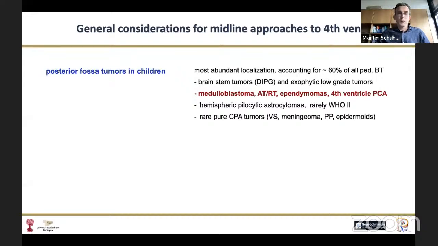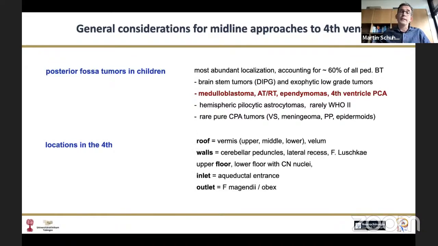So today we are talking about those tumors residing mainly in the fourth ventricle, which are the medulloblastomas, ATRT, ependymomas, and fourth ventricular PCAs. So we already heard in the excellent anatomical descriptions of the telovelar approach the locations in the fourth ventricle. So I'm just summarizing that. Where do we have to go in the fourth ventricle?